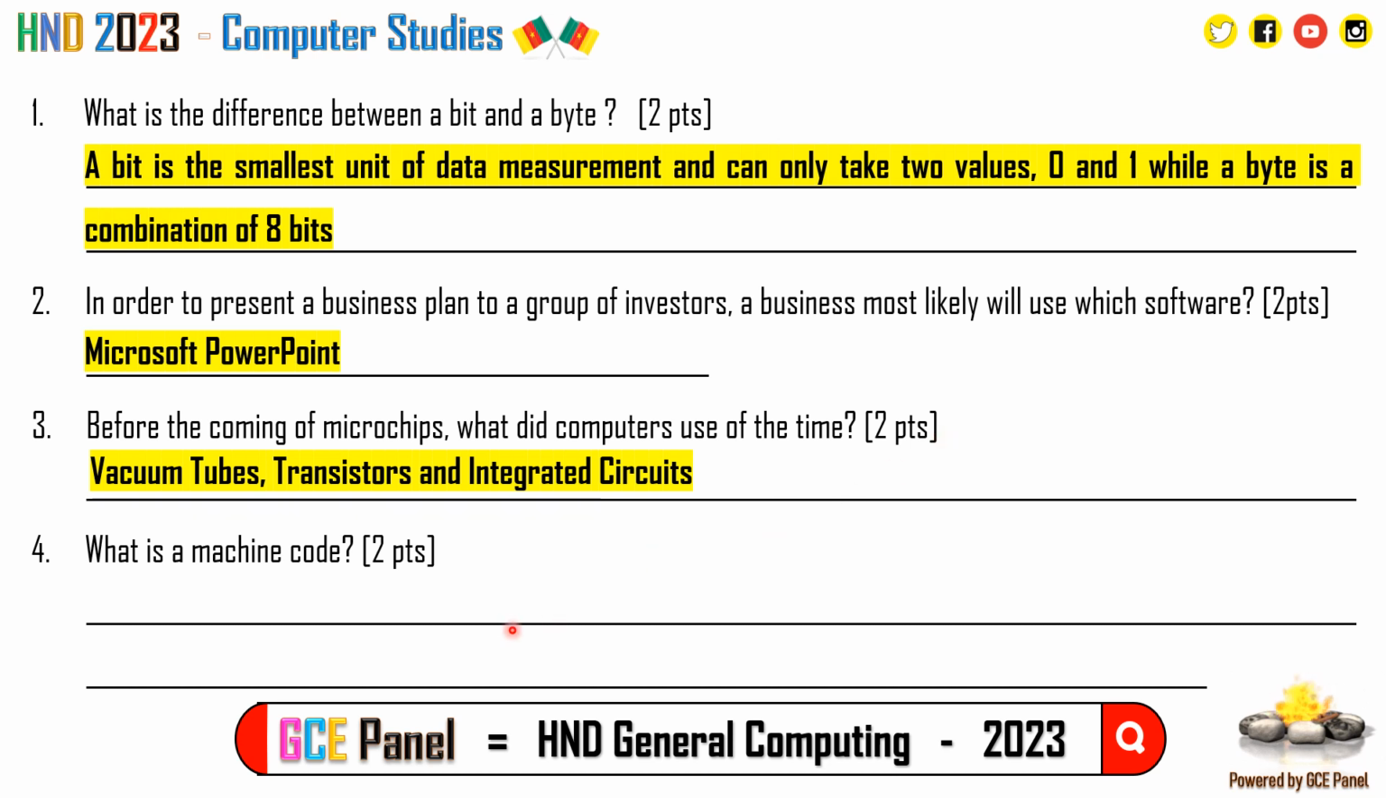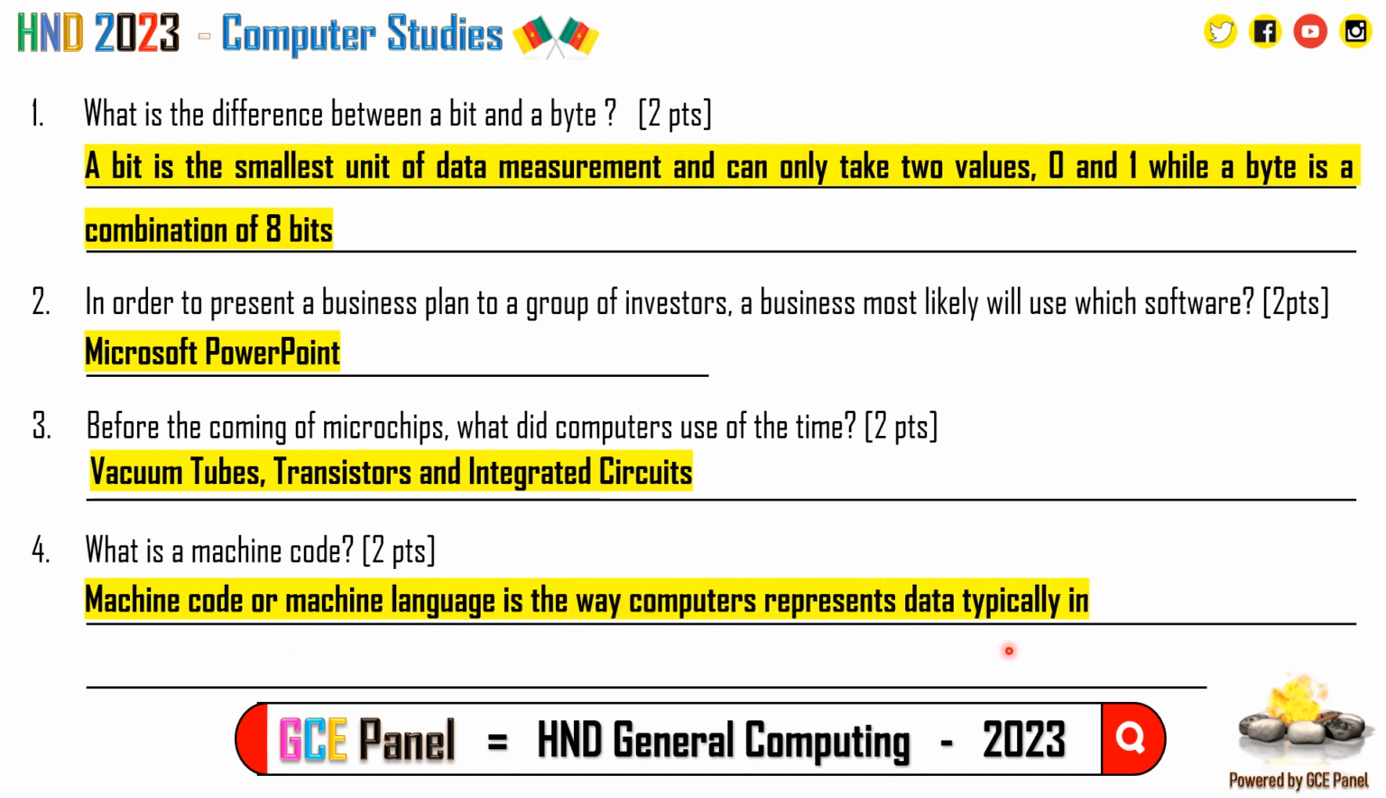Question 4, what is a machine code? Machine code or machine language is the way computers represent data, which is typically in binary form. That's machine code. 2 points.